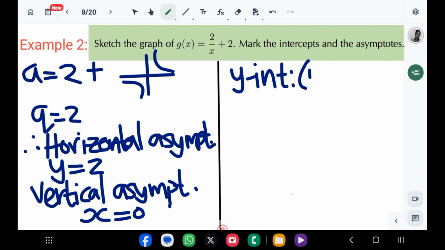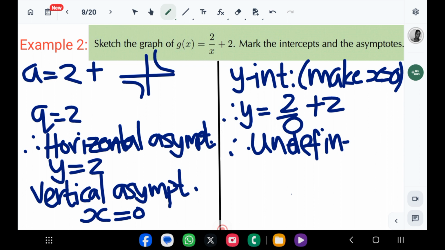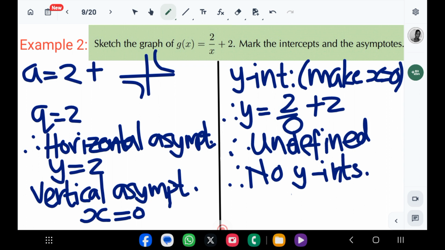To find the y-intercept, you make x 0. When we make x 0, our y, which is g of 0, will be equal to 2 over 0 plus 2. But we know that 2 over 0 is undefined, meaning that therefore there are no y-intercepts. All right, let's find the x-intercept.